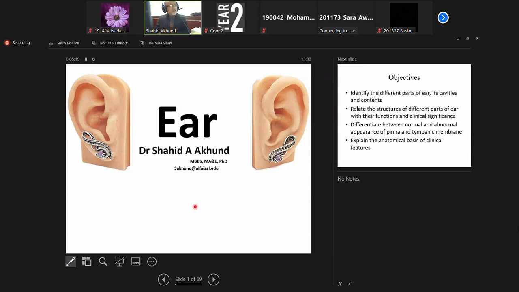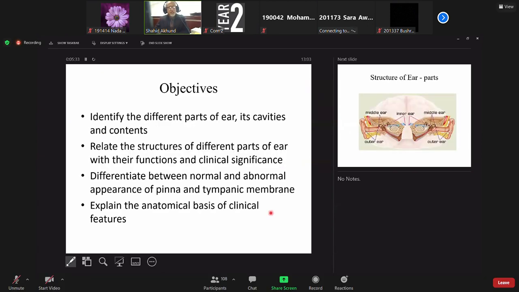Okay. Today we will talk about the ear. We have two lectures, ear 1 and 2. We have 2 hours altogether. So what I'll do is, in the first hour or so, we'll cover ear 1, and then we'll see ear 2, which is more of the inner ear.